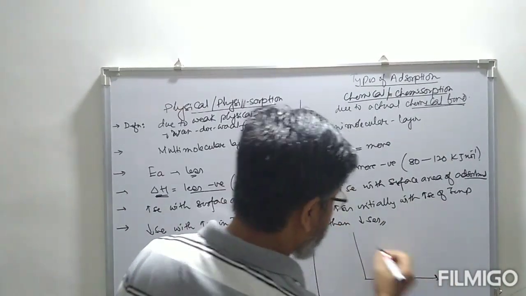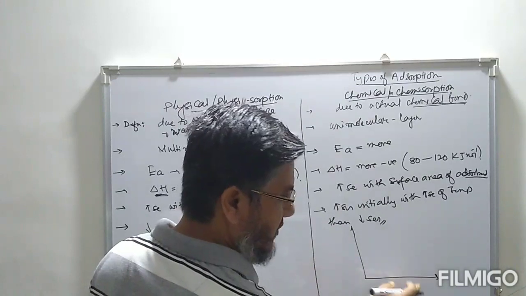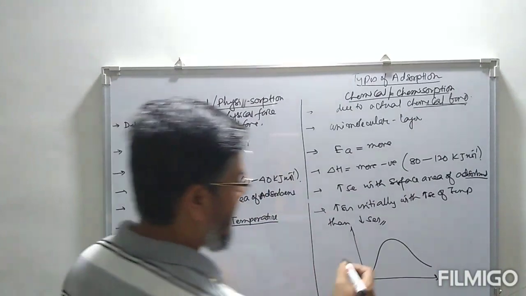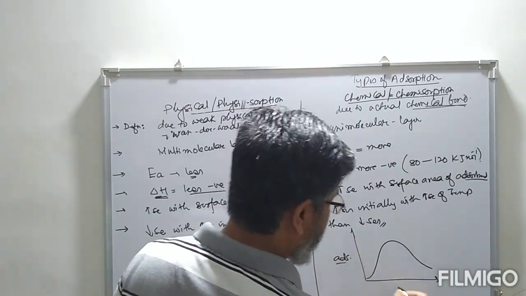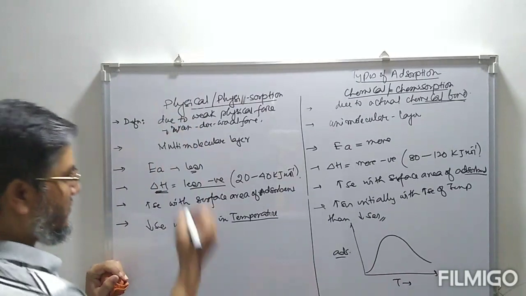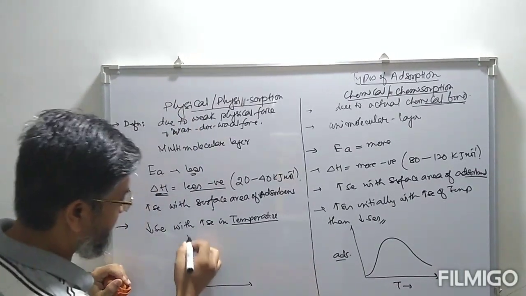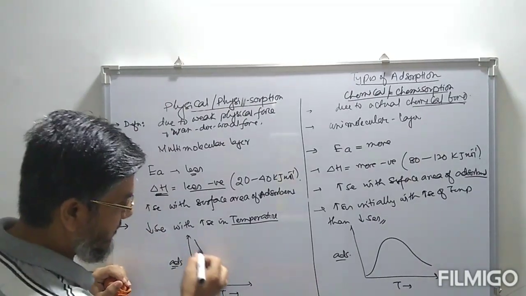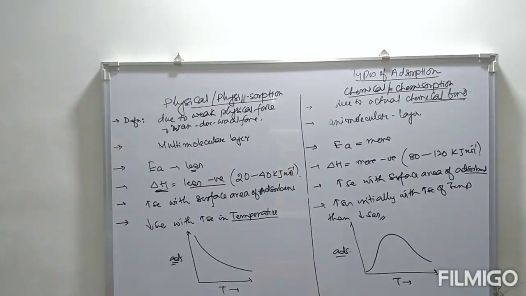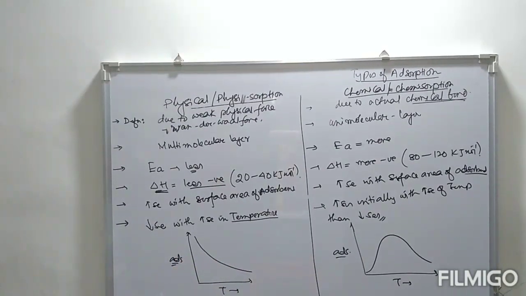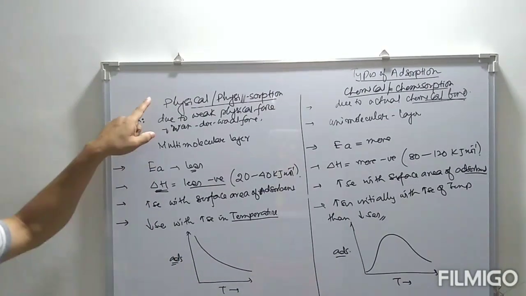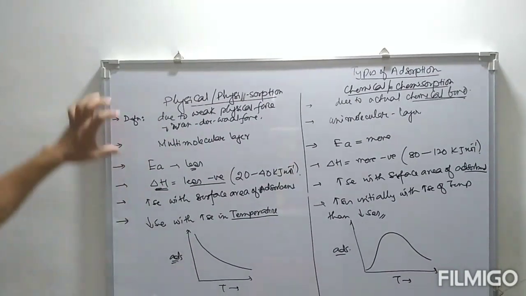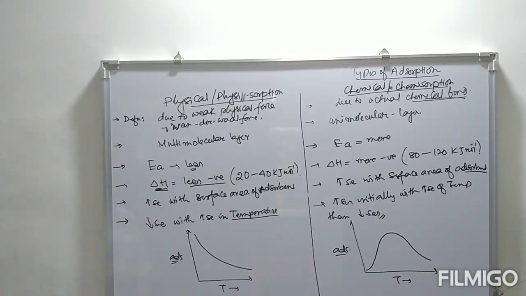So graphically, we say this is adsorption versus temperature. Initially it increases, then again decreases. For physical adsorption, adsorption versus temperature shows a continuous decrease. So this is the difference between the effect of temperature on physical adsorption and chemical adsorption. This is the temperature effect.